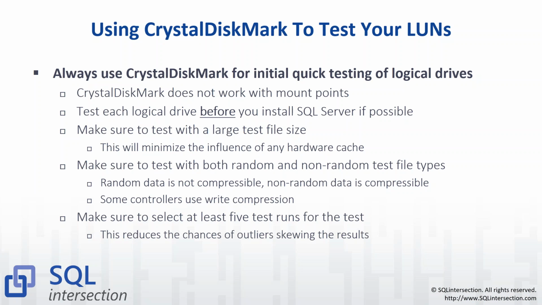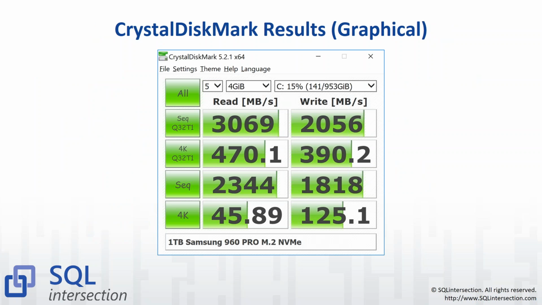So here's what it looks like in the graphical user interface. The top row here is sequential throughput with a queue depth of 32. And then this is random with a 4K transfer size and a queue depth of 32. SQL Server does an 8K transfer size, but still, this is just for comparing, and for seeing what the entire drive can do. It's a quick and dirty test and only takes a few minutes to run.